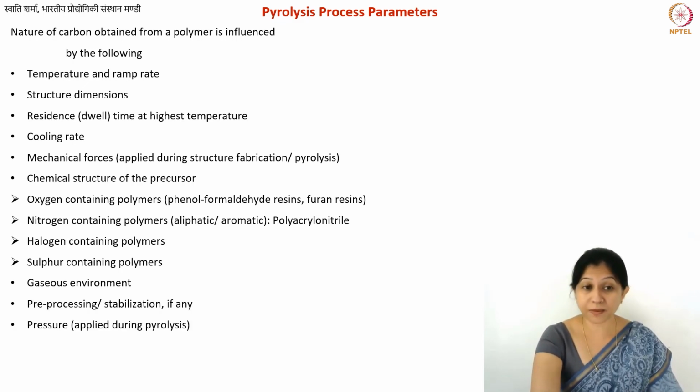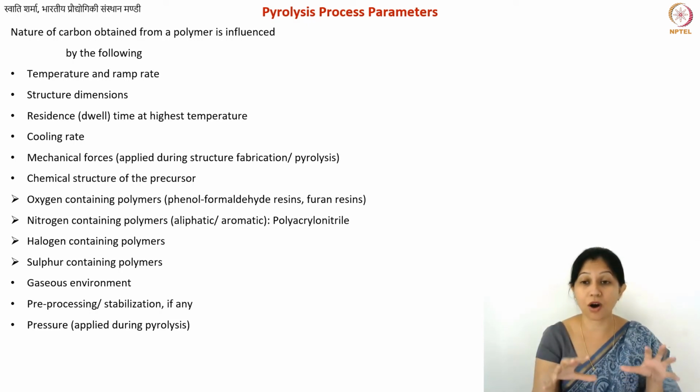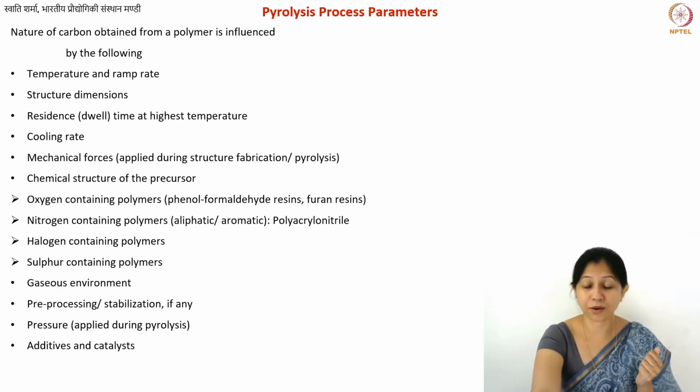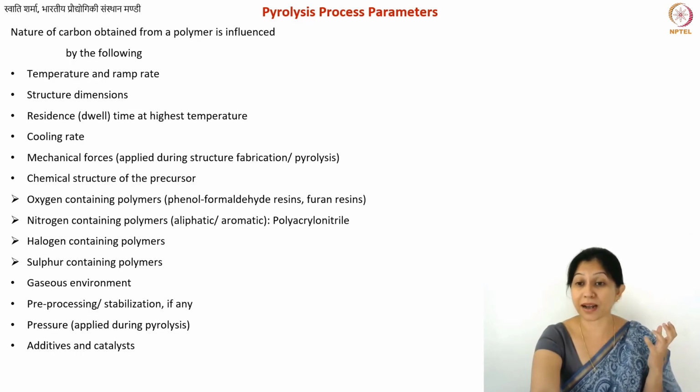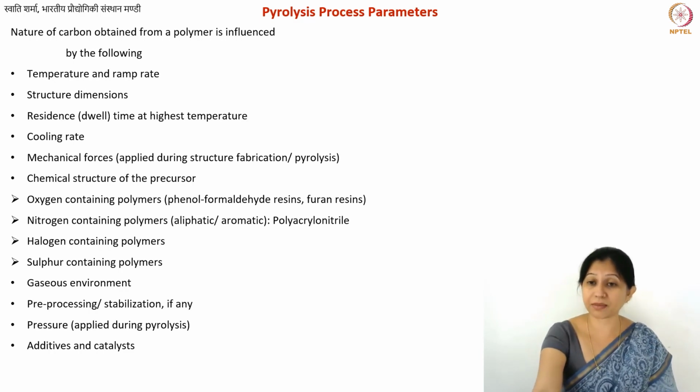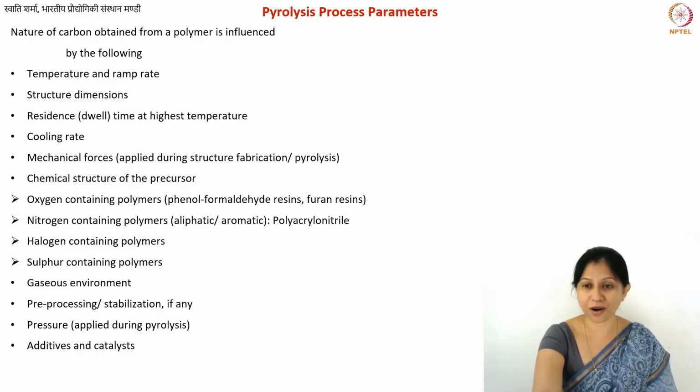Okay, pressure. We haven't talked about pressure-induced pyrolysis yet, but if you have an autoclave process, you have certain induced pressure during your pyrolysis, and that can also influence the microstructure of your carbon. Additives and catalysts will definitely make a lot of difference. You know how we get graphite using metal carbides. Even in chemical vapor deposition, which we will talk about during nanomaterials, catalysts make a lot of difference. They very strongly influence the formation of carbon structure, so the type of carbon that you get.